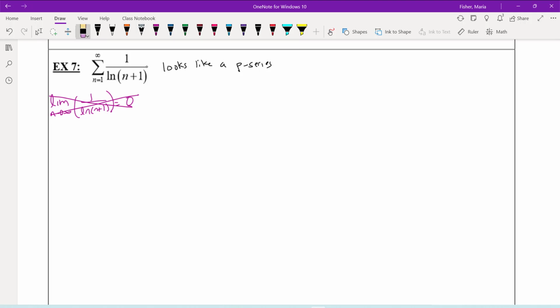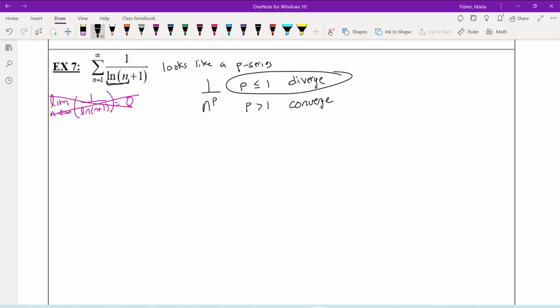Even with the natural log there, it does look like a p series. Now think about a p series. For a p series, which is 1 over n to the p, if p is less than or equal to 1, you diverge. And if p is greater than 1, you converge. Well, the natural log of n fits into this category.